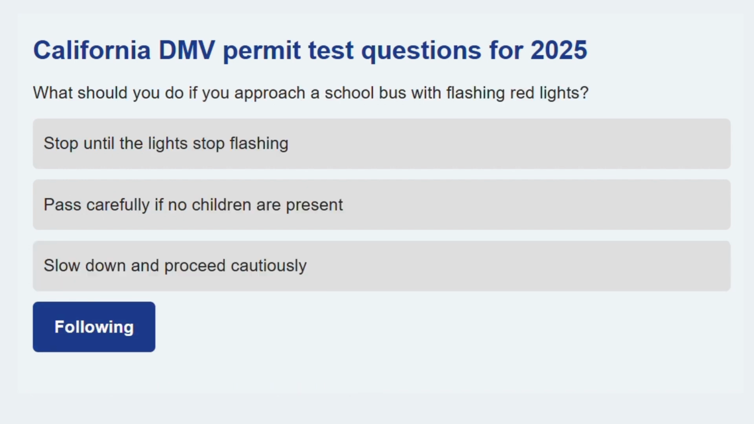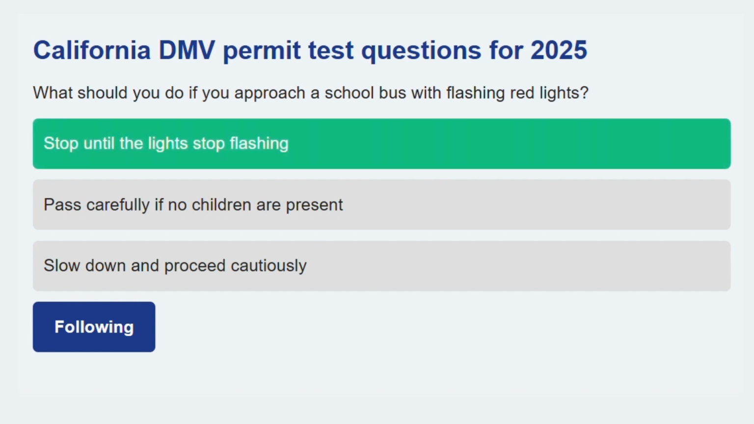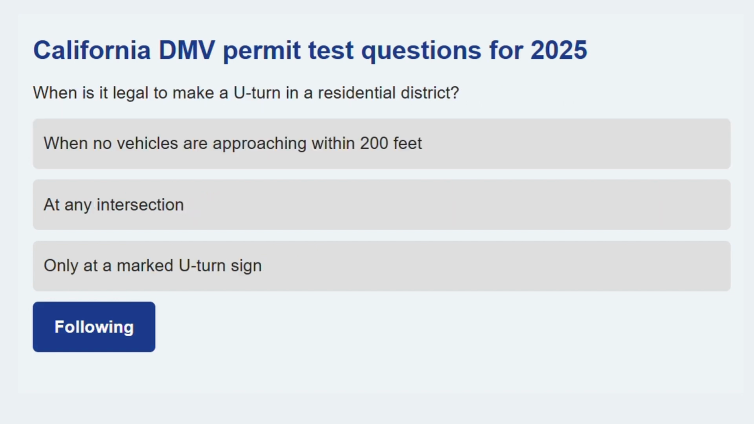Next question. What should you do if you approach a school bus with flashing red lights? Stop until the lights stop flashing. This is the law, as children may be getting on or off the bus. Moving on to the next one.